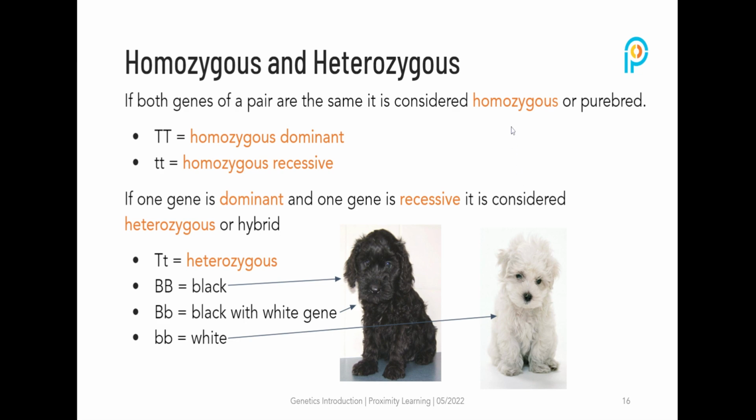Okay, so homozygous, if both are the same, so capital T or lowercase t, either homozygous dominant or homozygous recessive. If you have one of each, it's going to be heterozygous, a hybrid.